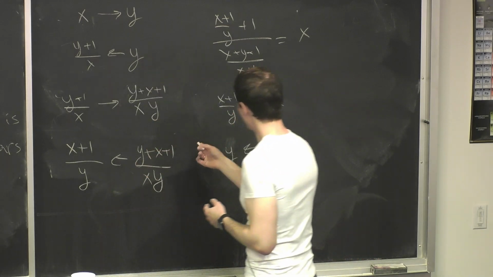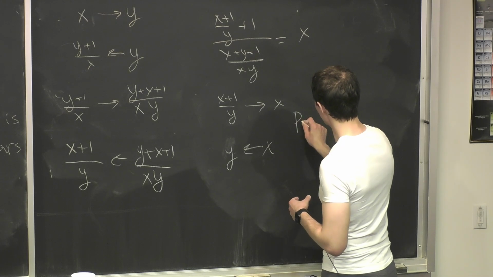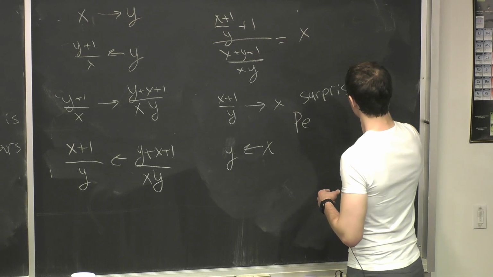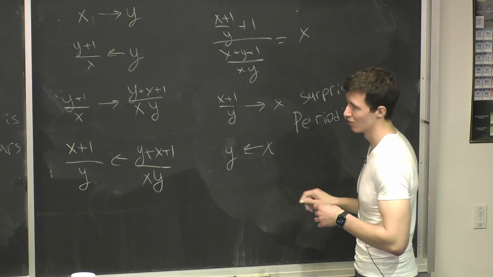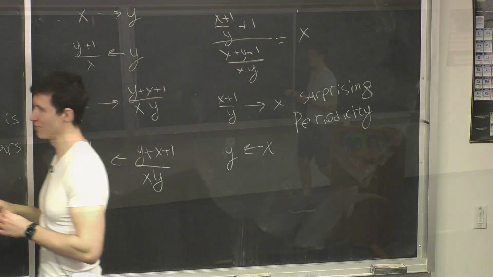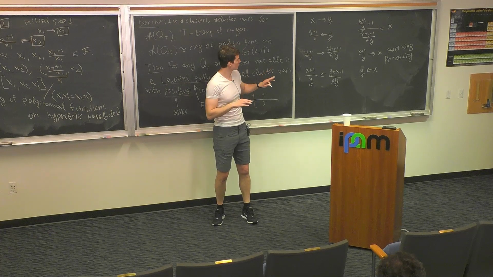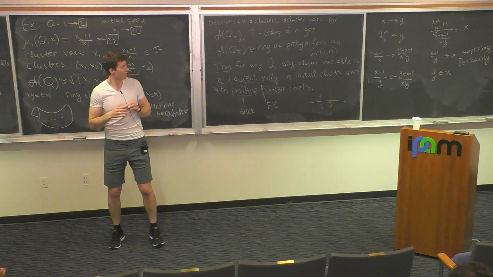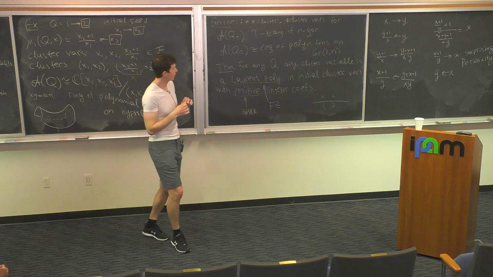There is another cool property, related to what Dima asked about, which is surprising periodicity. It has to do with the fact that this is a type A Dynkin diagram, but you can make this work even for non-Dynkin diagrams if you mutate in a particular way. Any questions on this?